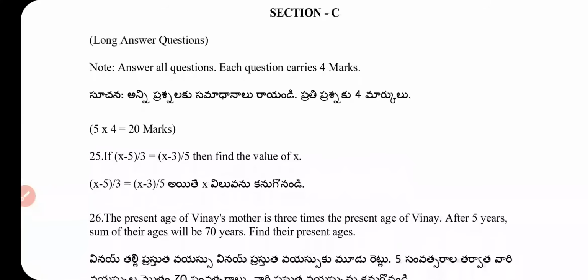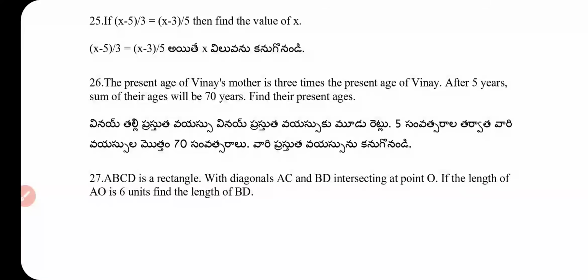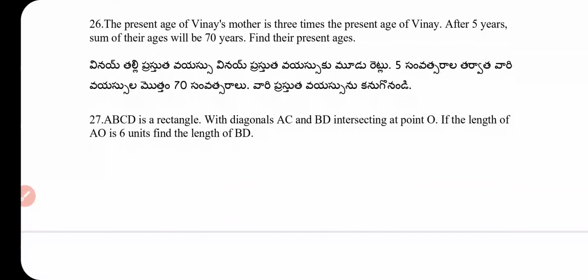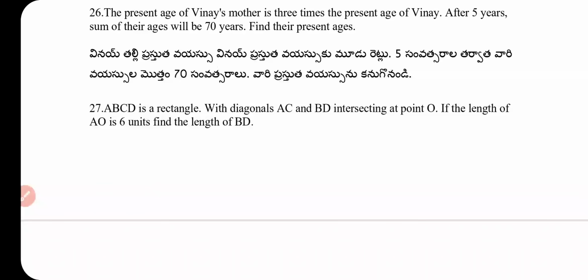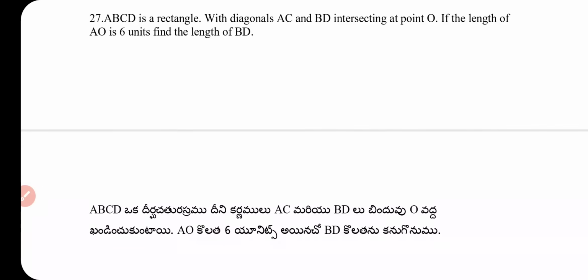Section C, long answer questions. Each question carries 4 marks. If (x minus 5) by 3 equal to (x minus 3) by 5, then find the value of x. Question number 26. The present age of Vinay's mother is 3 times the present age of Vinay. After 5 years, the sum of their ages will be 70 years. Find their present ages.